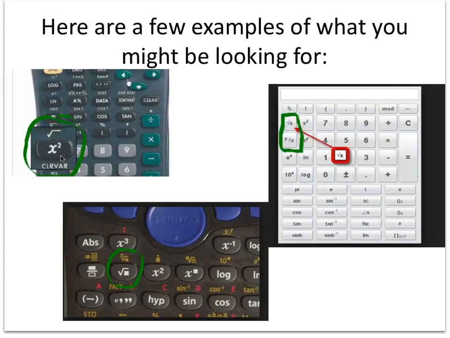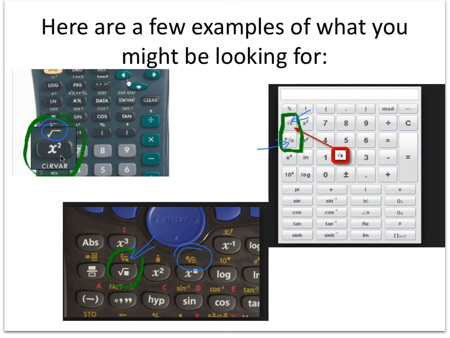Here are a few examples of what you might be looking for. Generally, it's attached to the square root key, or the exponent key. It's usually the second function above the exponent key. On this calculator, the square root key is there, and then this key lets you enter any root you want. You can enter cube root, fourth root, fifth root. The y can be changed to any value. On this calculator, they give you cube root and square root. I believe right here they're going to let you enter any root you want.